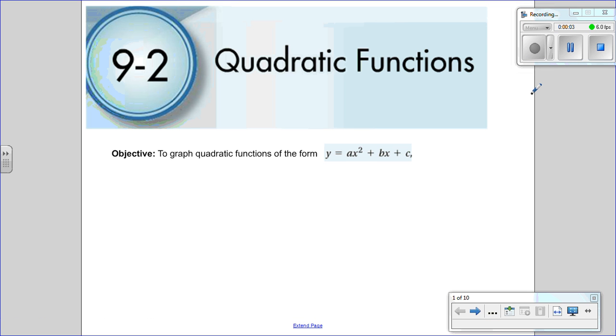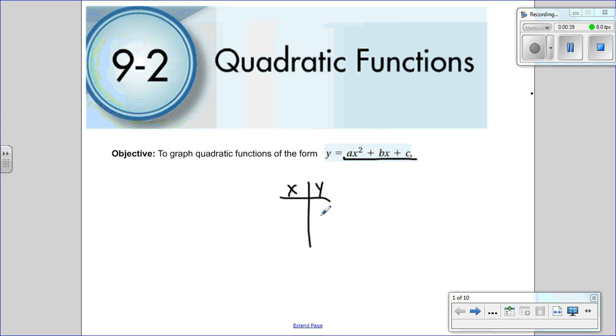Chapter 9, Section 2 is quadratic functions. So what we're going to do in this section is show you a different way, other than a table, for graphing a quadratic function. Quadratic equation, you can think of it the same way. And so far all you know how to do is make a little t-chart and plug in your x's and your y's. And we're going to show you a way of doing that without, and also point out some things about this.